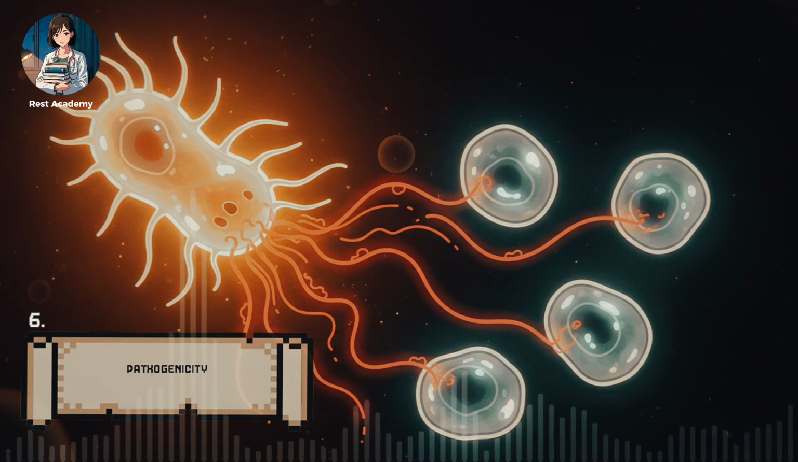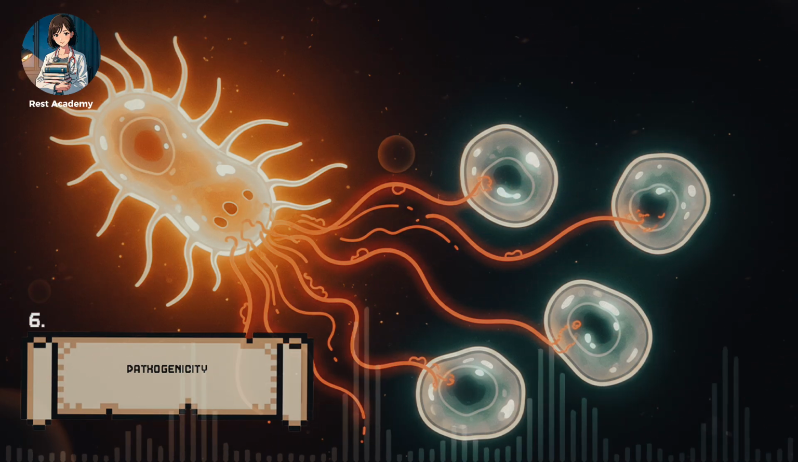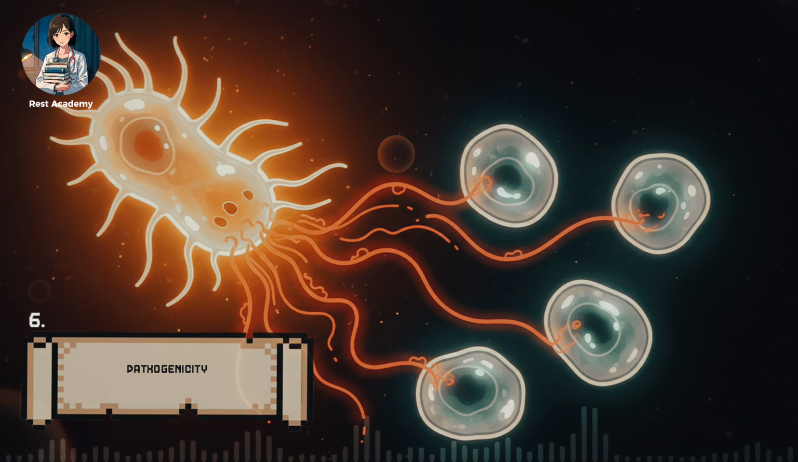Type 4 systems can transfer DNA or proteins, used by Helicobacter pylori to inject CagA protein into gastric epithelial cells, promoting inflammation and oncogenic change. These systems make delivery precise, bypassing the extracellular milieu.